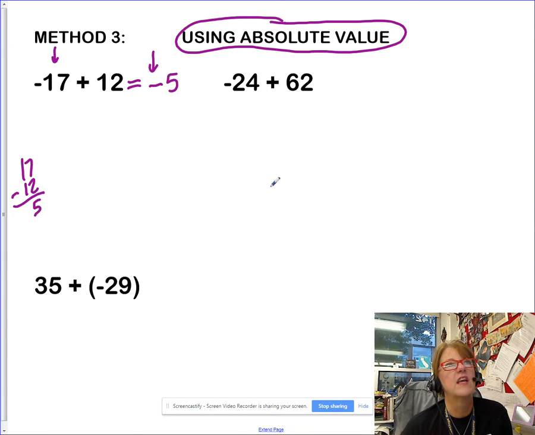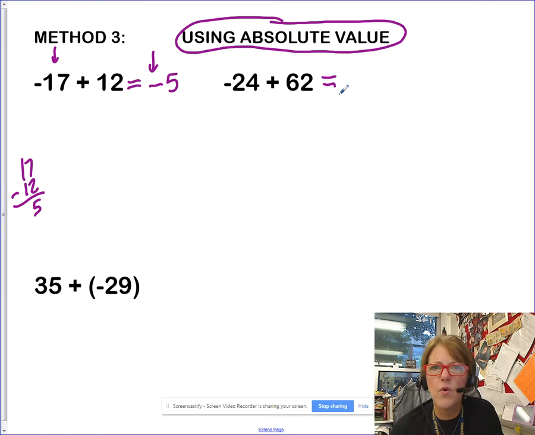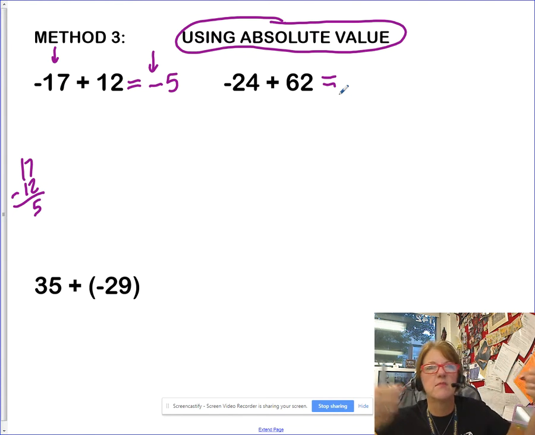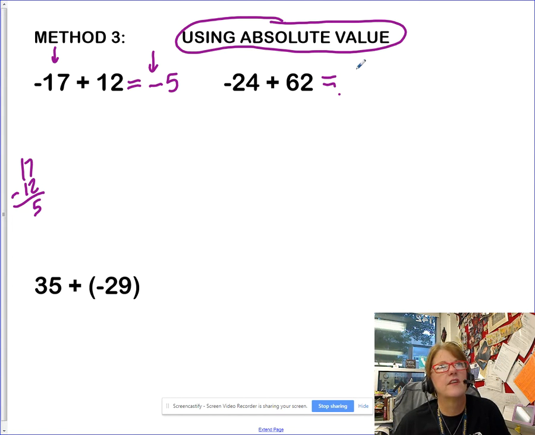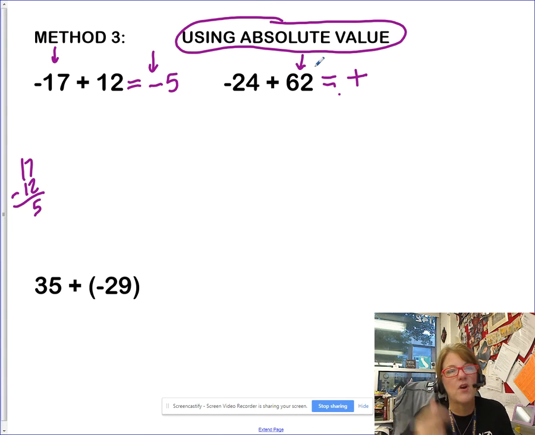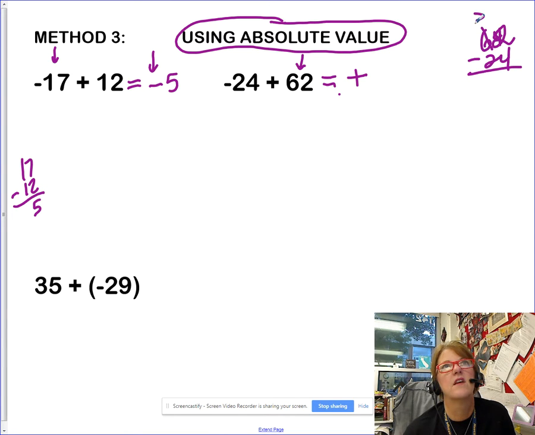Let's take a look at these two. -24, +62. I think the best way to think of this is it's like a tug of war between the negative team and the positive team. Who's going to win? The positives definitely are because they've got more people. This absolute value has more power. The absolute value of this is 62. The absolute value of this is 24. Once you determine the sign of your answer, then just find the difference. Here, just 62 and 24 and subtract, so that gives me 38.